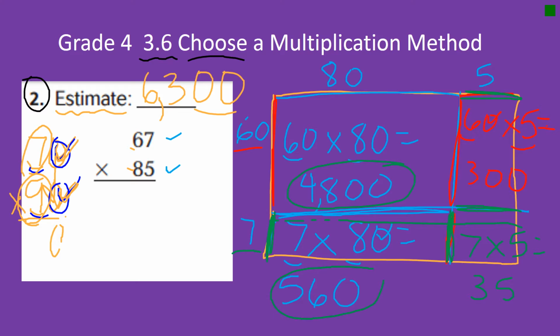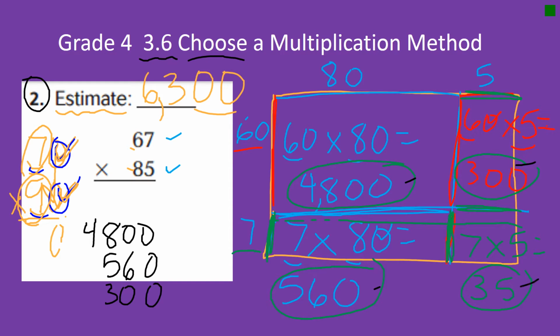1, 2, 3, 4. And what do I do with those? I add them up. Now what I'm going to have to do is use some space over here. 4,800. That's one of them. 560 is the other. There's 300. Oh my goodness. And there's 35. Oh my gosh. Look what I've done, boys and girls. All right. I'm going to have to write the sum over to the side.